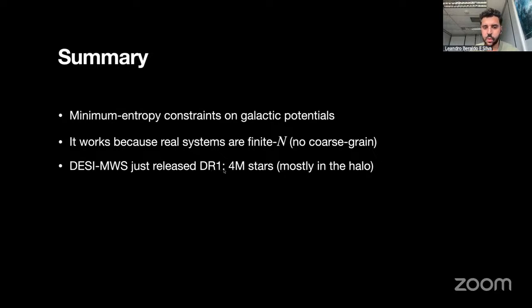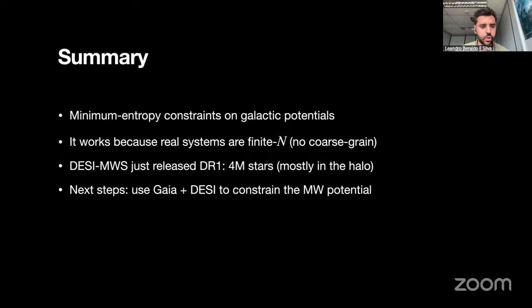Just what I said, that DESI just released the first data release. It has 4 million stars. The Milky Way stars mostly are in the halo, but we also have many stars in the thick disk and even in the thin disk. Okay, so next steps here: I essentially use DESI data in complement with Gaia, to constrain the Milky Way potential, applying this method that I talked about. Okay, and that's it. Thank you.